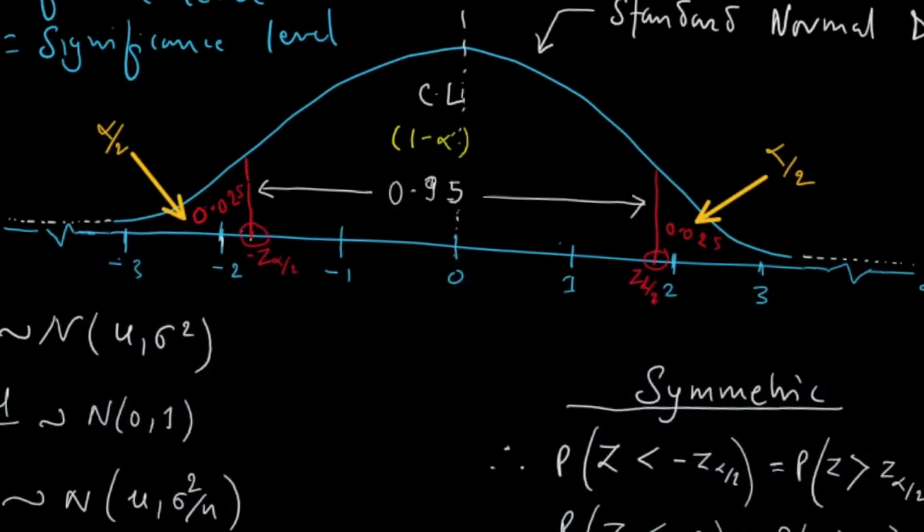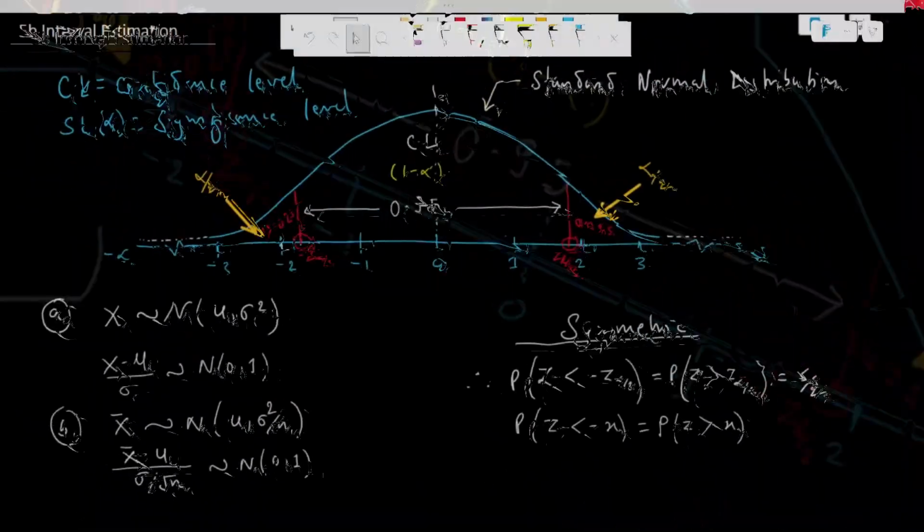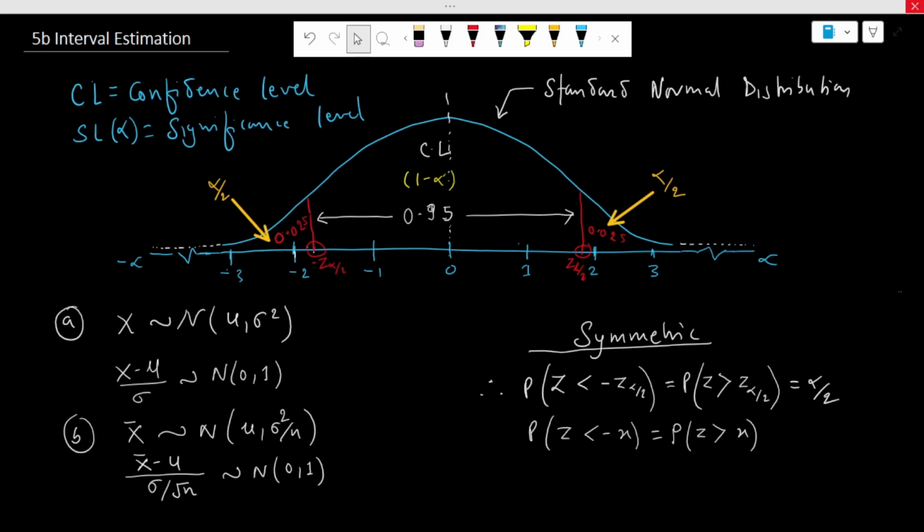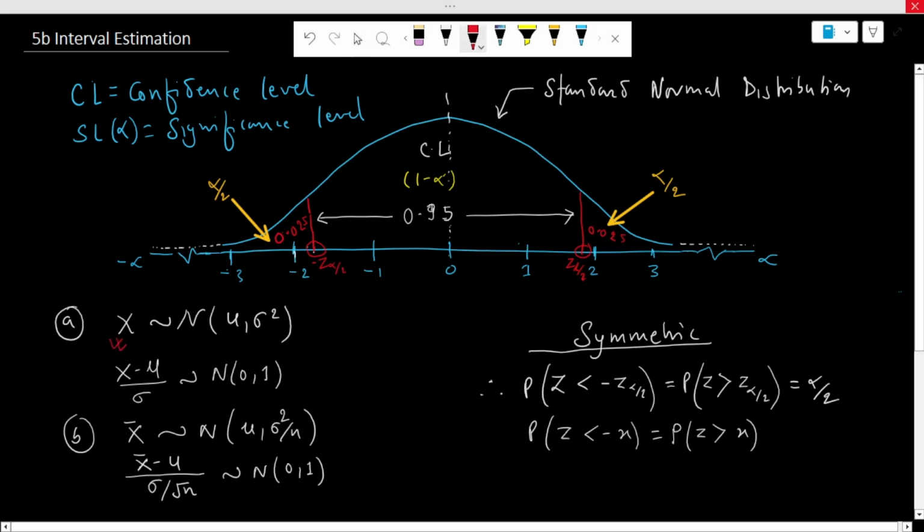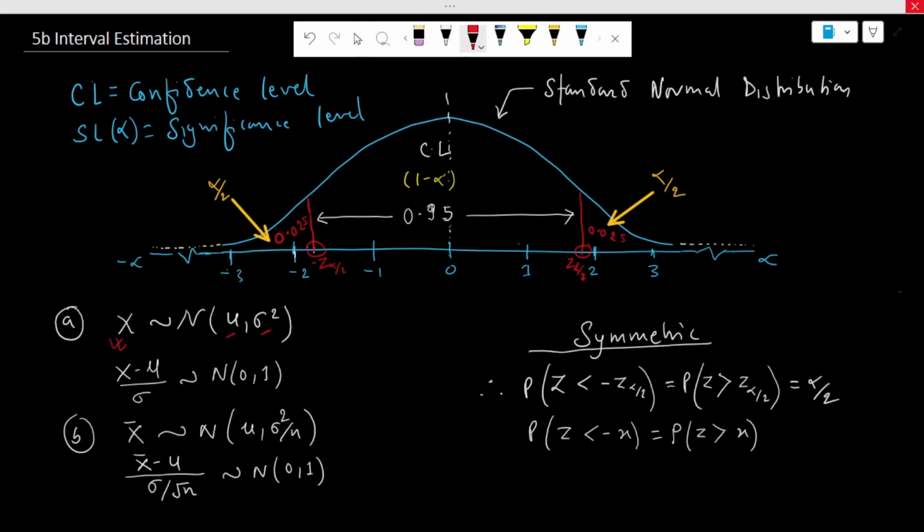In this video, we'll discuss interval estimation. In our earlier video, we have seen that if a random variable x is normally distributed with mean mu and variance sigma square, then x minus mu divided by sigma has a standard normal distribution with mean 0 and variance 1, and this is the graph of our standard normal distribution.